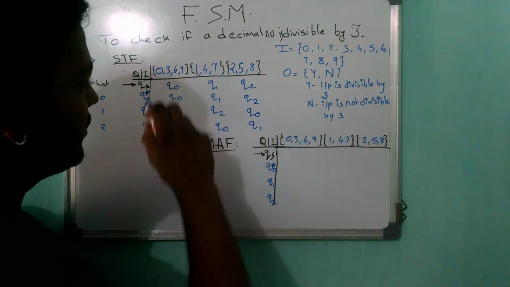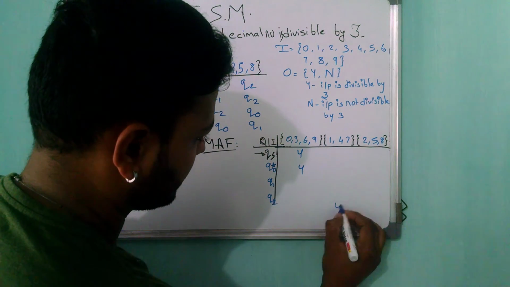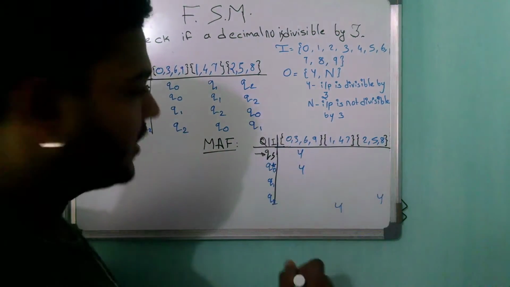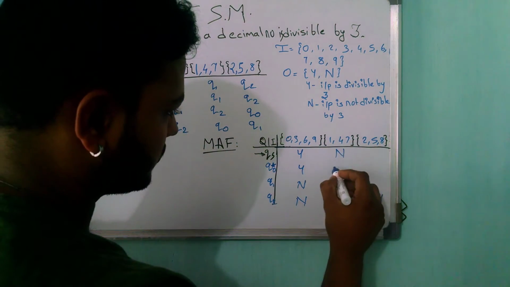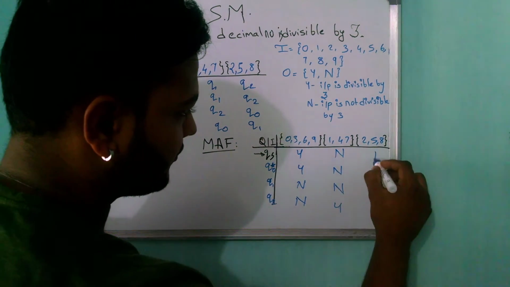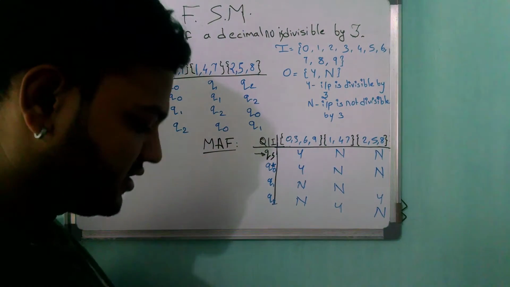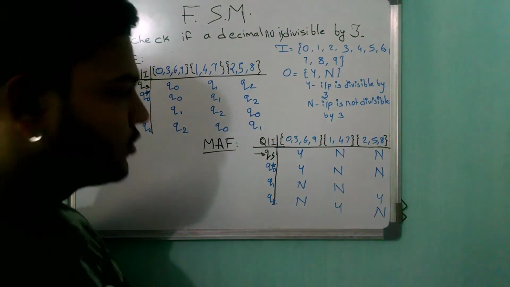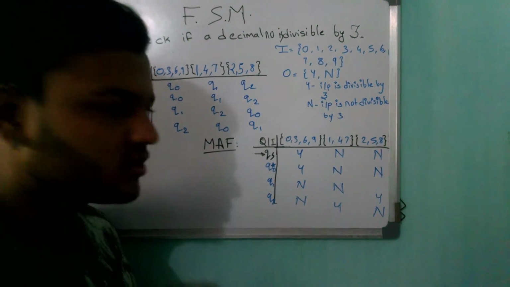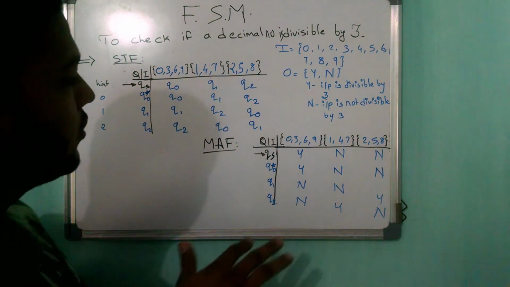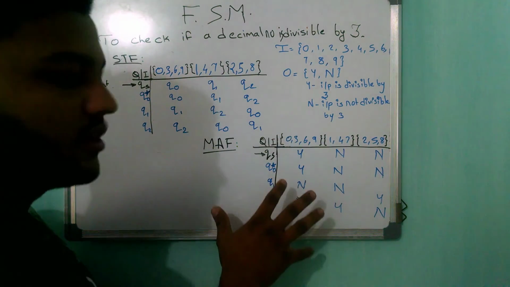So in here, wherever Q0 appears, we'll write yes. And for the rest of the part, we write no. Because when Q0 comes, the input number is divisible by 3. If we don't go to Q0, that is, if the remainder is not 0, then the decimal number that is coming as the input is not divisible by 3. So this is how we make a finite state machine, the state function and the machine function.